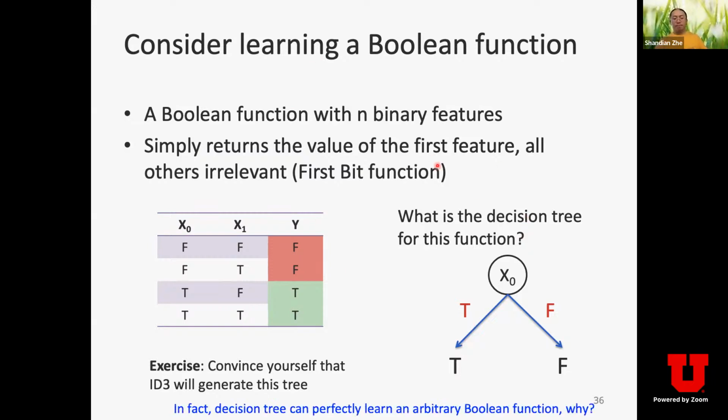If we take a more general view, we'll find that, in fact, decision trees can perfectly learn an arbitrary Boolean function. It's not necessarily the first bit function, the example we listed here. For an arbitrary Boolean function, listed in a giant table, and for an arbitrary number of binary input features, we can run our decision tree and we are always able to perfectly fit this function. Why?